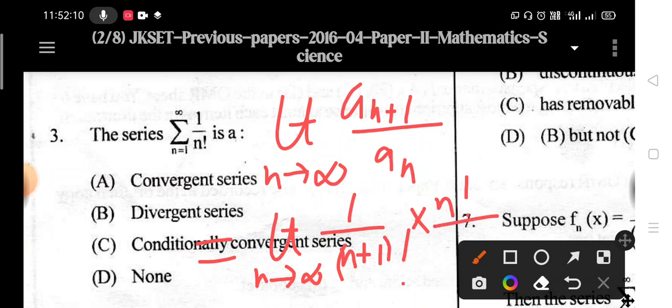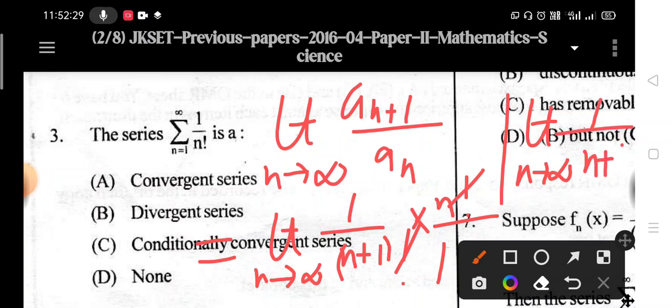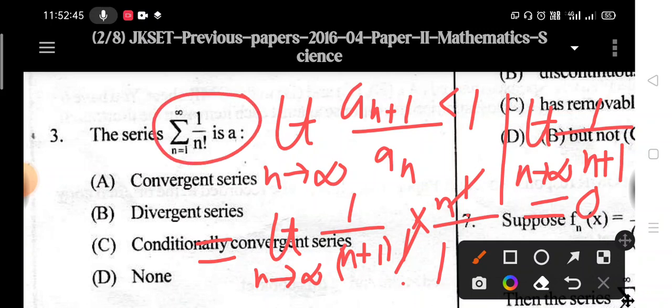So n factorial goes up, and I can further write it as limit n approaches to infinity. Since what we have in denominator is n plus 1 factorial, it will get cleared up by n factorial. So we will be having n plus 1 in the denominator. So this will reduce to 1 upon n plus 1. As n approaches to infinity, this whole goes to 0. So that means this limit is equal to 0, which is lesser than 1. And whenever this limit is lesser than 1, the series converges. So therefore we can say that this series is convergent.